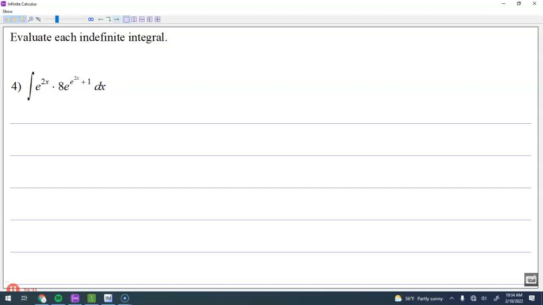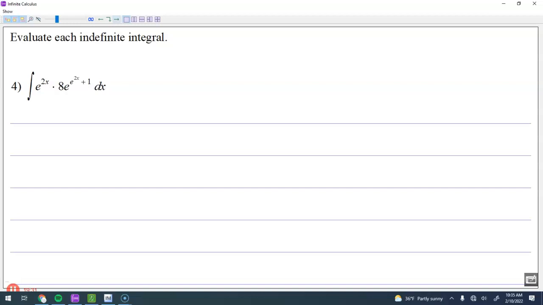What do you think the big guy is? Let's talk through scenarios of what if we made it this, what if we made it this. If we made this e the big guy, then the little guy would be 2x. What's the derivative of 2x? 2. Can I change this stuff over here into a 2 by multiplying it by a constant? Like, can I go e to the 8 times e to the 2x plus 1 times blank equals 2? I couldn't. So that tells me this is a poor choice, because the derivative of 2x is not all of that stuff, it's just 2.